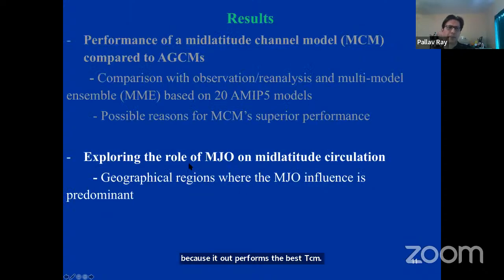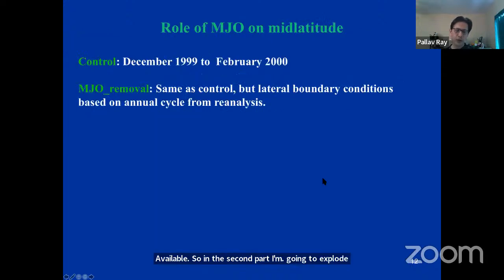So in the second part, I'm going to explore the role of MJO on mid-latitude circulation. To do that, I am utilizing 2 simulations. One I'm calling control, which was run for 3 months, December 1999 to February 2000, again covering the winter months, because that's when the MJO teleconnection is dominant over the mid-latitude circulation.